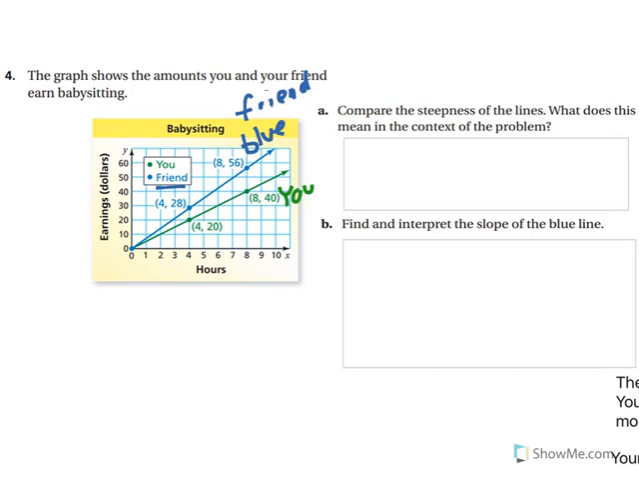You're going to go ahead and do this. You're first going to compare the steepness of the lines and tell us what this means in context of the problem. And then you're going to find and interpret the slope of the blue line. So why don't you go ahead and take a moment to do that. We'll check back in here in a few.